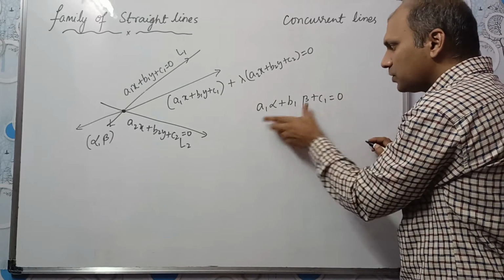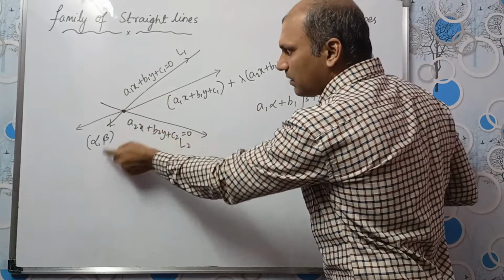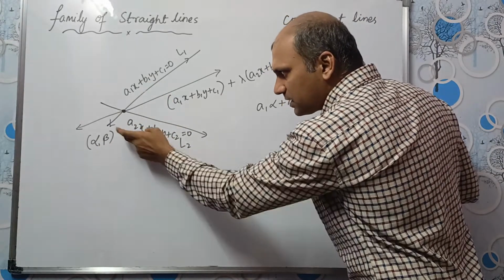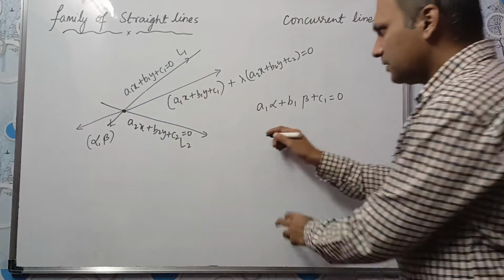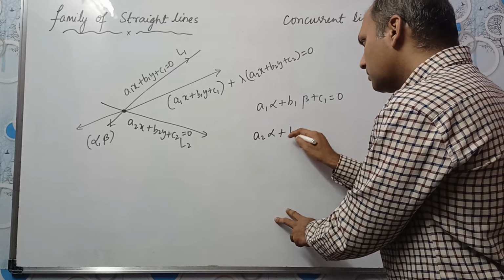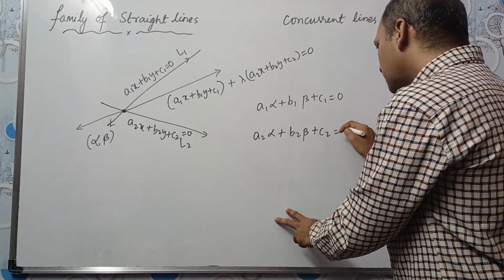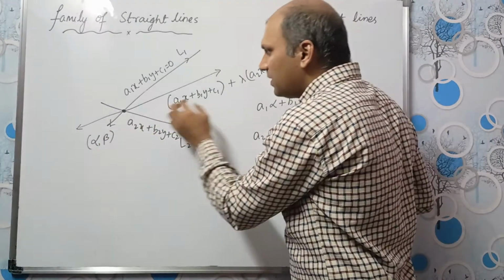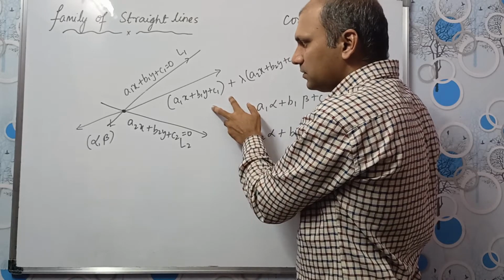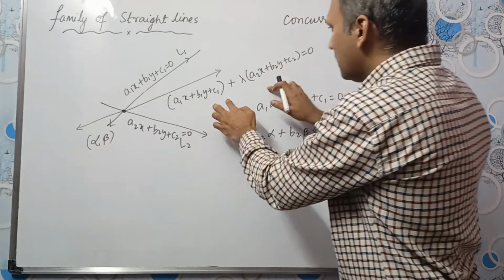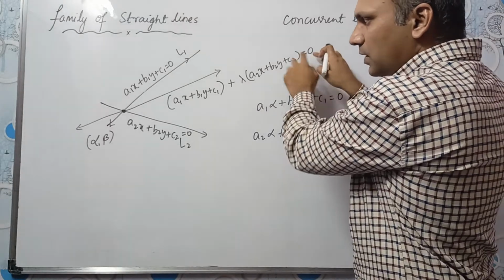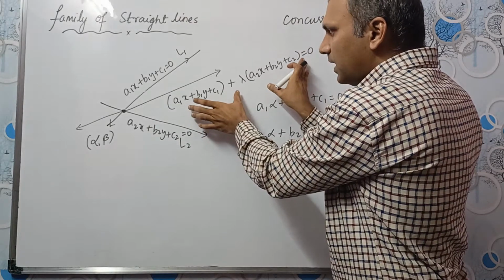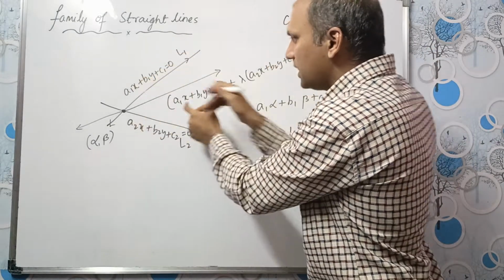This whole part should be equal to 0. In place of x we wrote alpha, in place of y we wrote beta. In the same way, alpha beta should also satisfy the second line, so A2 alpha plus B2 beta plus C2 will be equal to 0. Now let us check whether alpha beta will satisfy this equation or not. If we substitute alpha beta in this, we should get 0, only then alpha beta will lie on this. We are proving that the equation of a straight line which is passing through the point of intersection of these two straight lines will be like this.